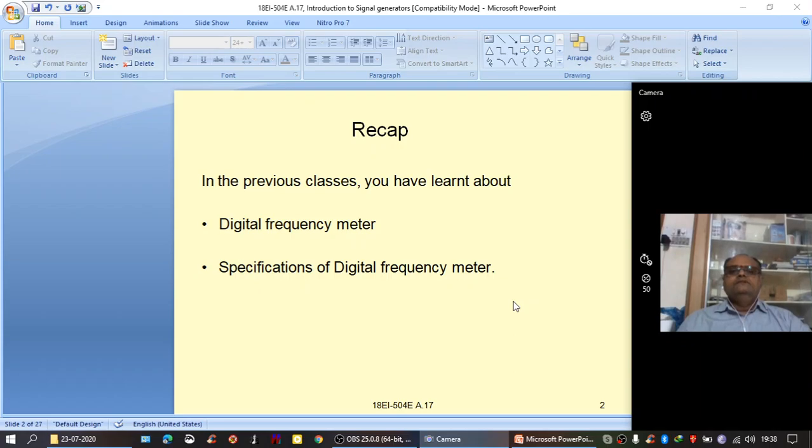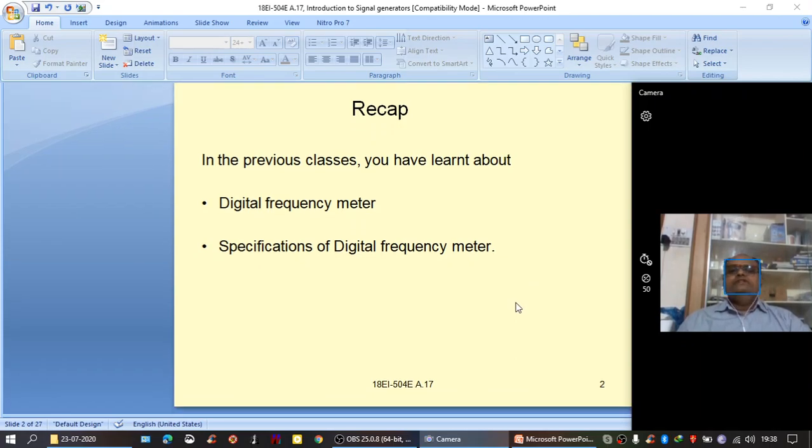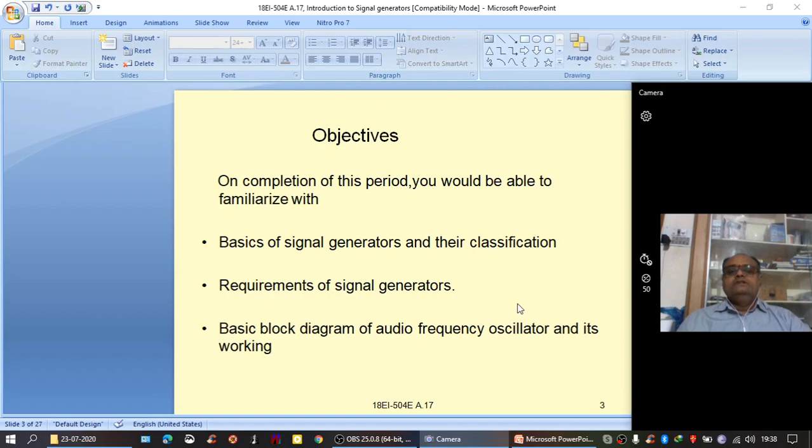Then, coming to the present topic, let us analyze the basics of signal generators and their classification, the requirements of a signal generator, and then the block diagram of an audio frequency oscillator and its working.